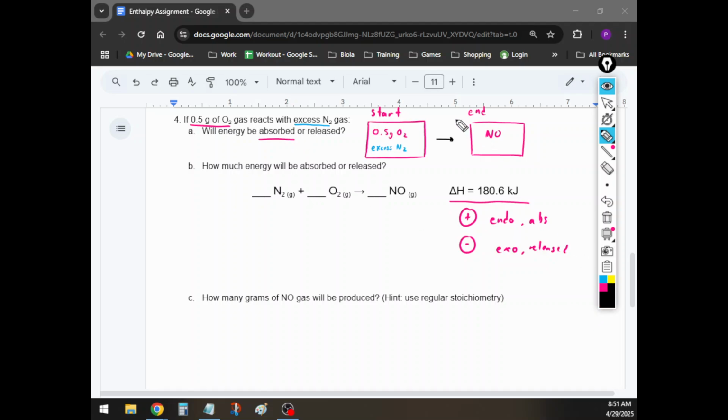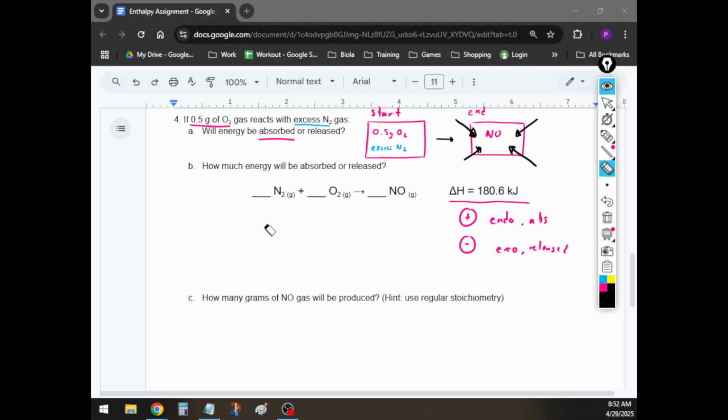So on our picture, we're going to draw some arrows going into the system, because energy is being absorbed. As O2 and N2 combine together to make NO, it's going to take energy into the system. That's what this equation is telling us. I know it just looks like letters and numbers sometimes, but there's a lot of information given to us in that equation. All right, so that's our picture. That's also our answer to part A. Energy is being absorbed.